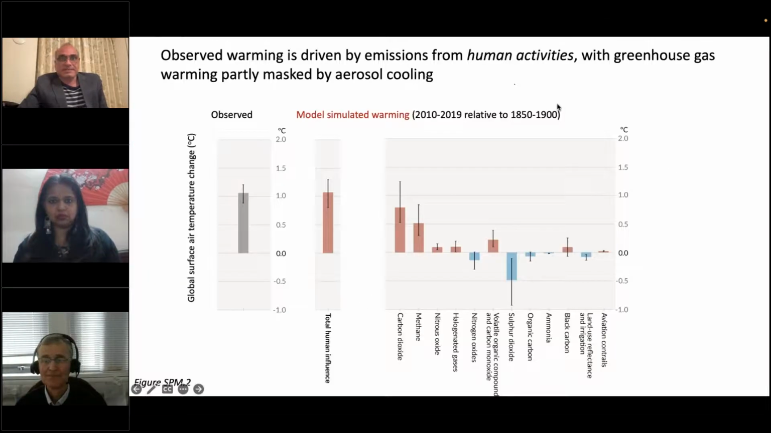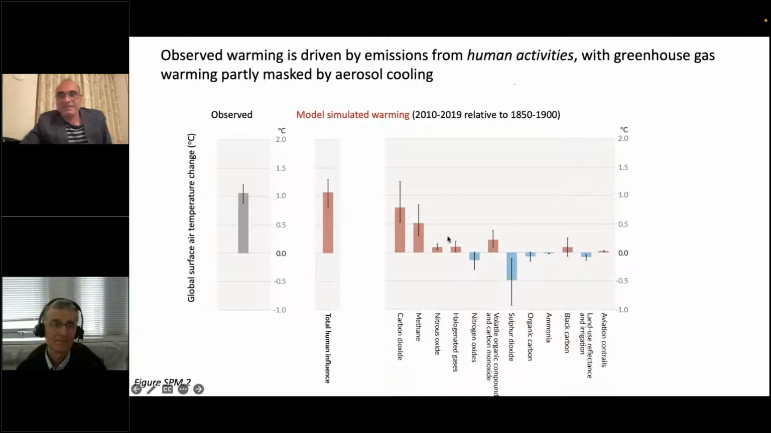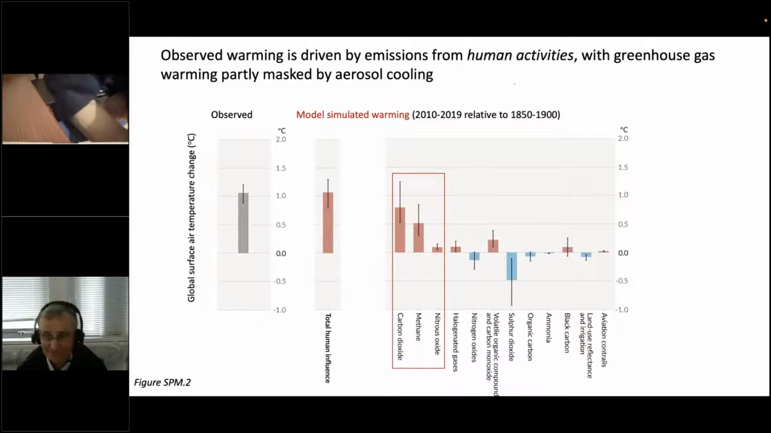So I'll go straight to some introduction. This is a very popular diagram now. You must have seen this several times. On the right side we see many different species and their contribution to the global surface air temperature change, or GSAT, in the period from 1850 to 1900 as a reference, until now, 2010 to 2019, the most recent decade of IPCC AR6. We consider these three, carbon dioxide, methane, and nitrous oxide, as the major greenhouse gases. I will focus today mainly on carbon dioxide, because that itself is complicated enough to be spoken about in one webinar.